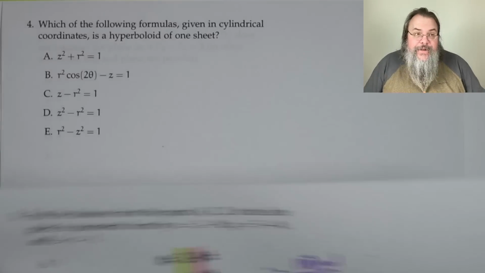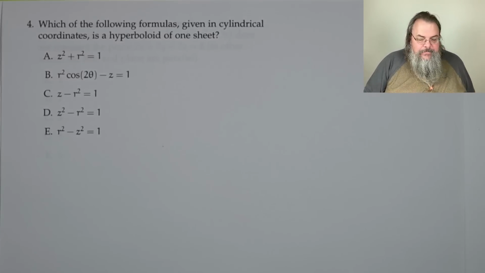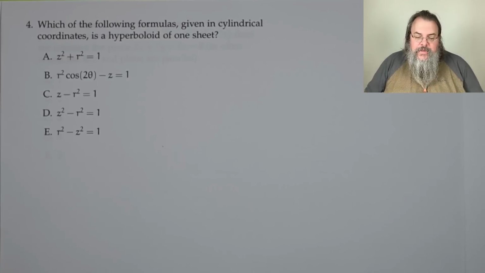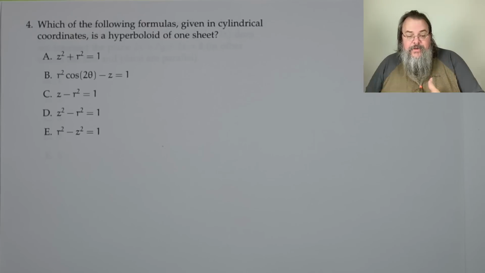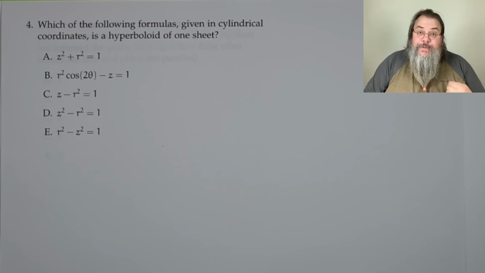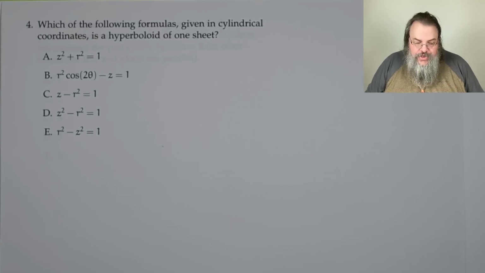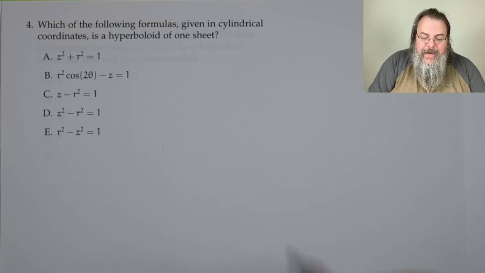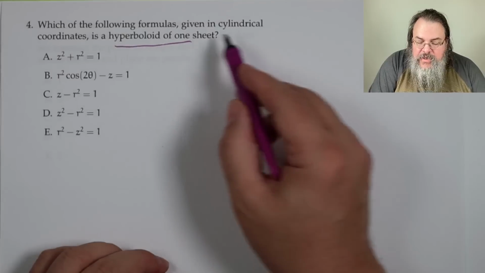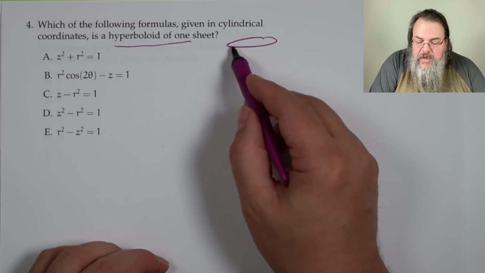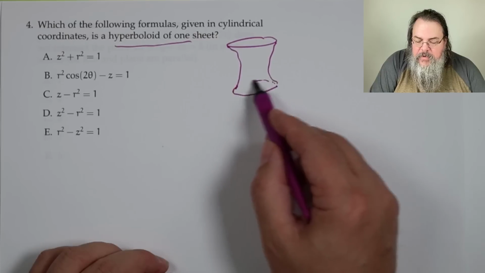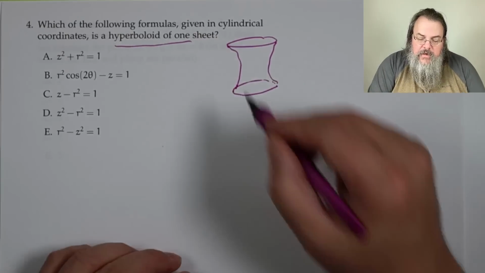Well, as much as we'd like to enjoy it, we have to keep moving. So, number 4. Which of the following formulas given in cylindrical coordinates is a hyperboloid of one sheet? So we have to know our quadric surfaces. Now, a hyperboloid of one sheet, just to remind ourselves, is the one that looks like an hourglass type thing. All right, so that's what we're looking for.